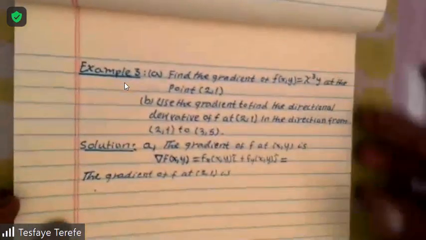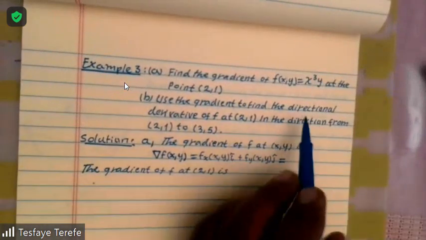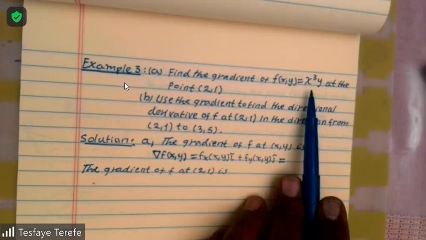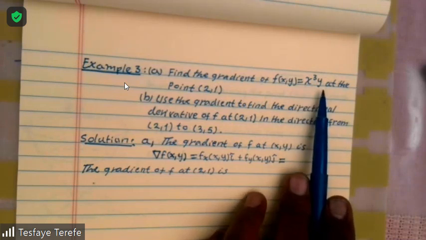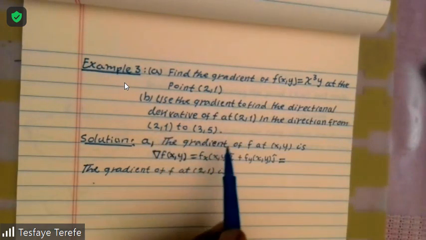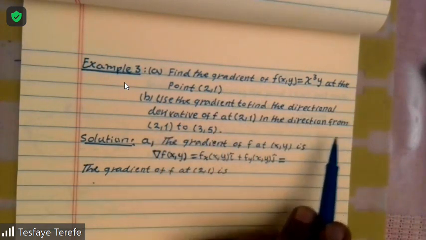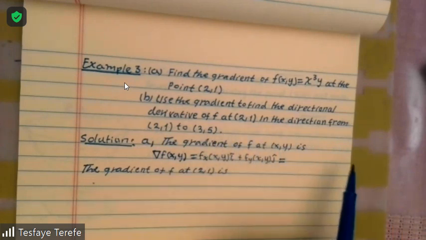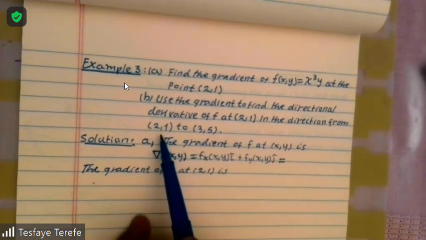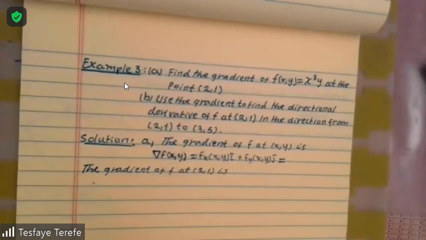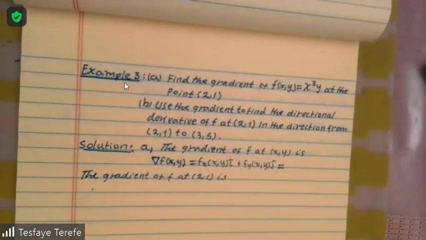I want to find the gradient of the function f that is defined by x cubed times y at the point (2, 1). And I want to use the gradient to find the directional derivative of f at the point (2, 1) in the direction from the point (2, 1) to (3, 5). Go ahead, we'll do that.